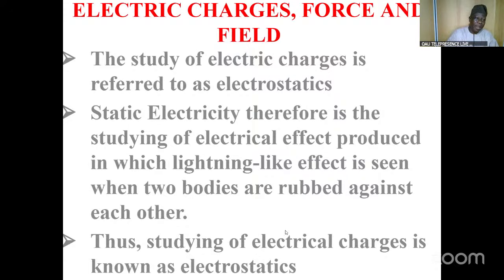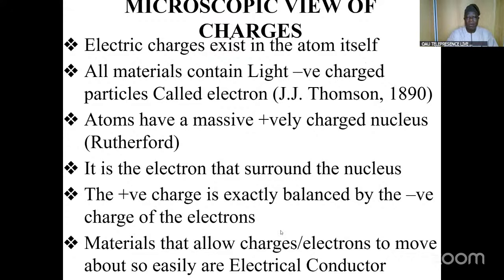So anytime you want to discuss charges in electrical form, right now we are talking about electrostatics. Because you are not connecting wires before you see the influence of ions. Ions, in this case, I mean IONS. So very, very important. Now let's look at the microscopic view of charges. And this idea was brought for the first time by J.J. Thomson in 1890.